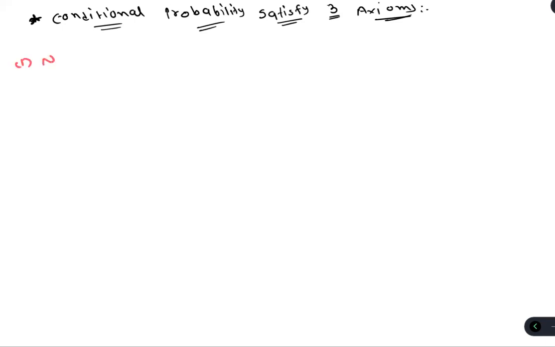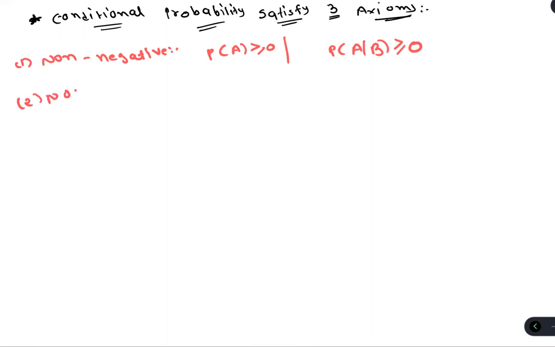First, non-negativity. Previously we saw that probability of A is greater than or equal to zero. On this side I'll write the previous one and on this side the new one. But here P of A given B is greater than or equal to 0. The second one is normalization. Previously we saw that the probability of the total sample space is 1. Here we are doing just a little bit of modification.